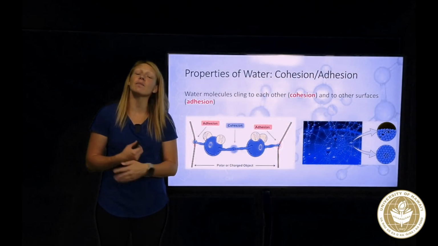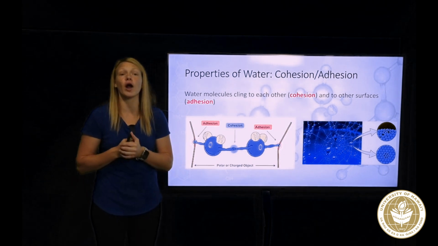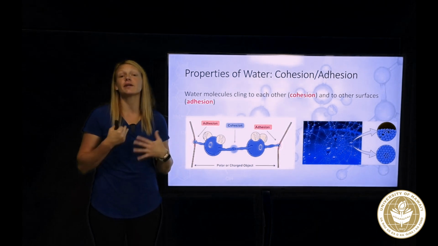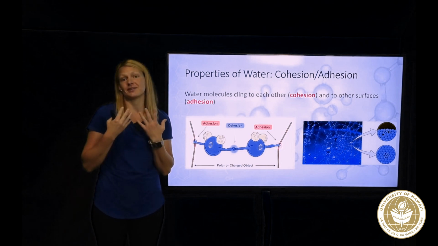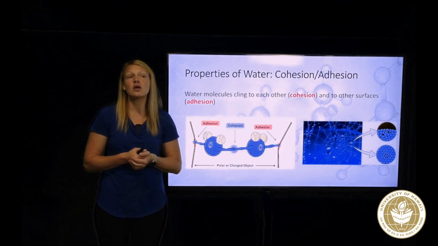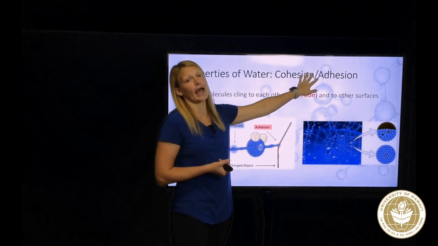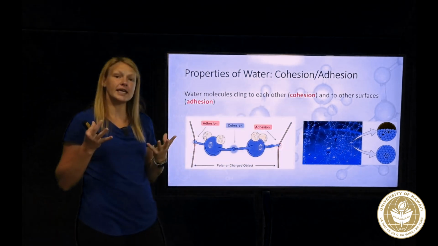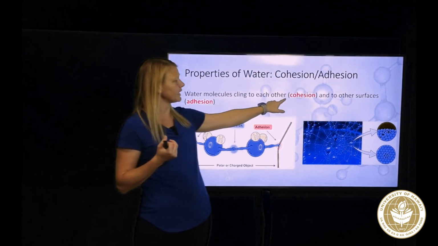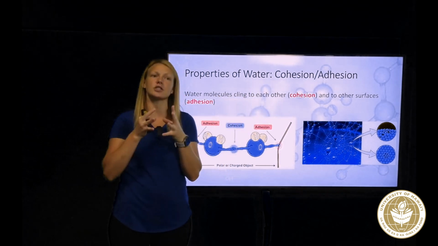Now that you hopefully have a better understanding of the structure of water, we're going to look at the different properties of water that result due to the structure of water and its unique hydrogen bonds. The first two properties we're going to talk about are cohesion and adhesion. So cohesion, think co, meaning together. This is where water molecules have a tendency to cling to one another.